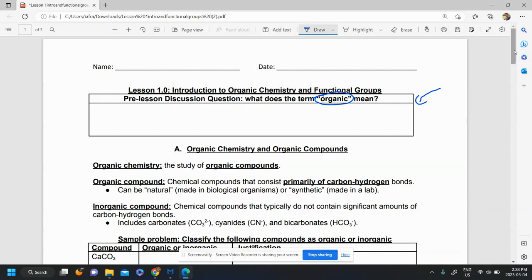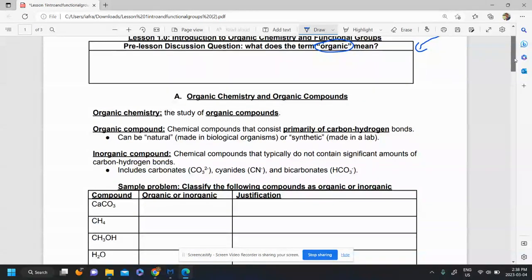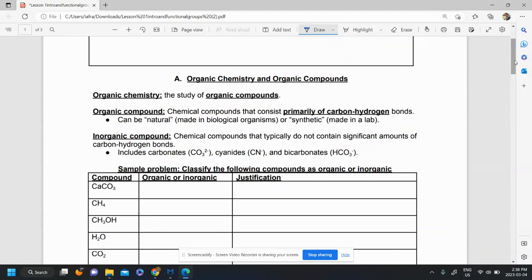So now we're going to take a look at some basic definitions of organic chemistry along with organic compounds. Organic chemistry is, simply put, the study of organic compounds. To understand this definition, we need to understand what organic compounds are. Organic compounds are compounds that are made primarily of carbon-hydrogen bonds. They can be compounds that occur naturally, made in biological organisms, but they can also be synthetic, made in the lab. So organic doesn't necessarily mean that it has to be something natural. What organic compound really means is that it consists primarily of carbon-hydrogen bonds. And we'll take a look at some examples.